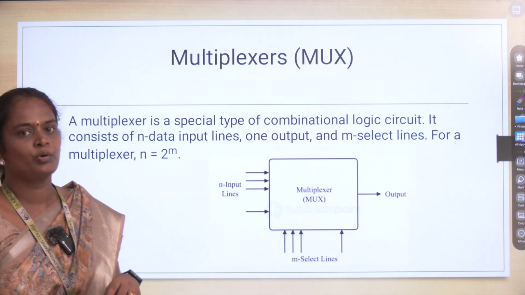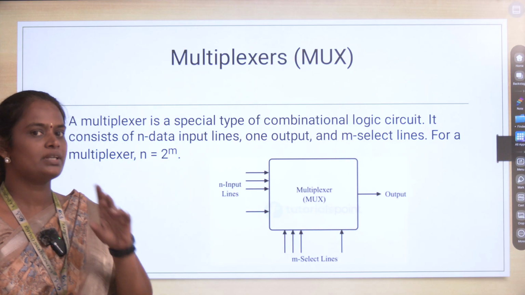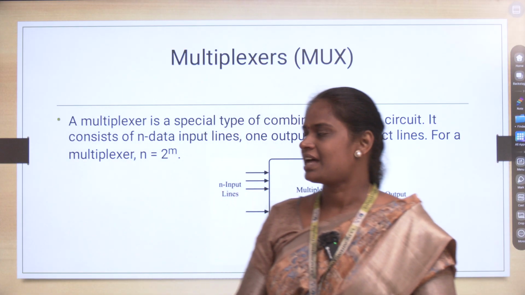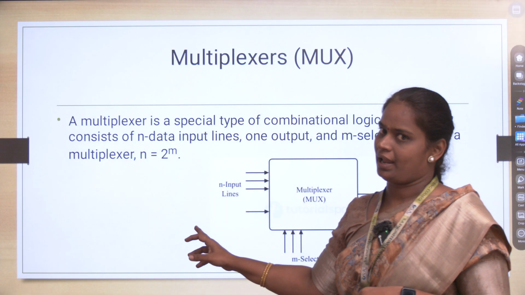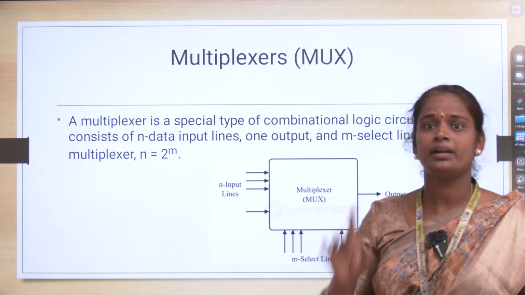So I am going to discuss the problems based on the multiplexers. So first I will explain what is a multiplexer. A multiplexer is a combinational circuit which has n input lines and only one output line.